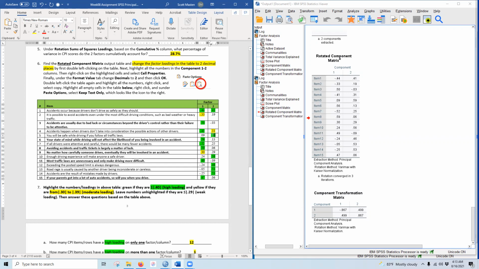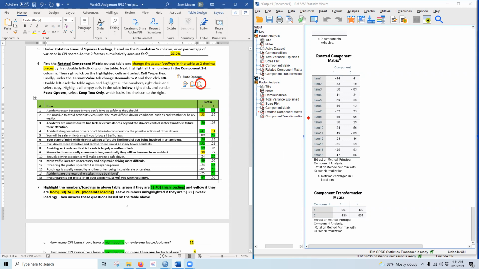Oh no, here's 0.59, that was bigger, sorry. You'll be safe if you follow all traffic laws. So there is something you can do about it. Again, more experience makes you safer. Following laws makes you safer. These are all things you can do. It looks like it's the 0.53. Road rage is caused by other drivers being inconsiderate or careless. Seems like it's under their control. Accidents that result from mistakes made by drivers. 0.41, is that the last one? Accidents occur because drivers don't drive as safely as they could.